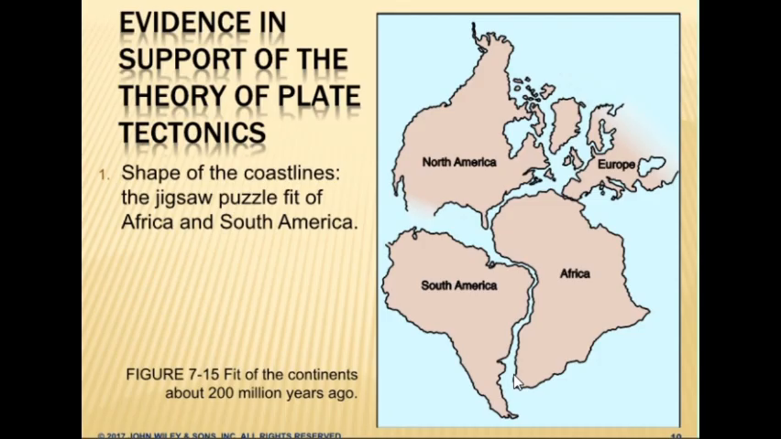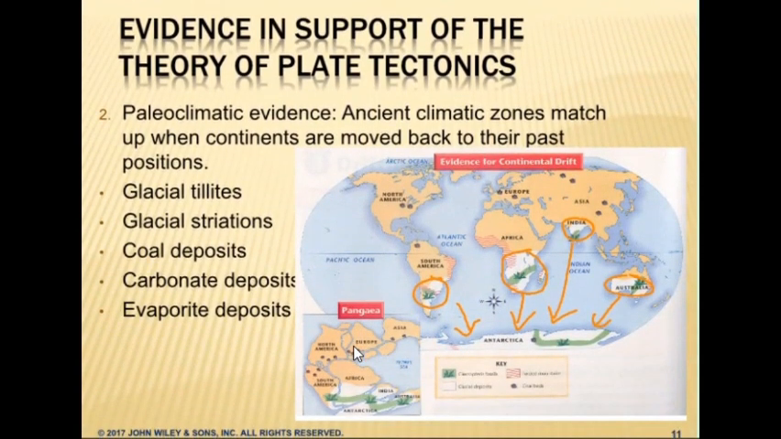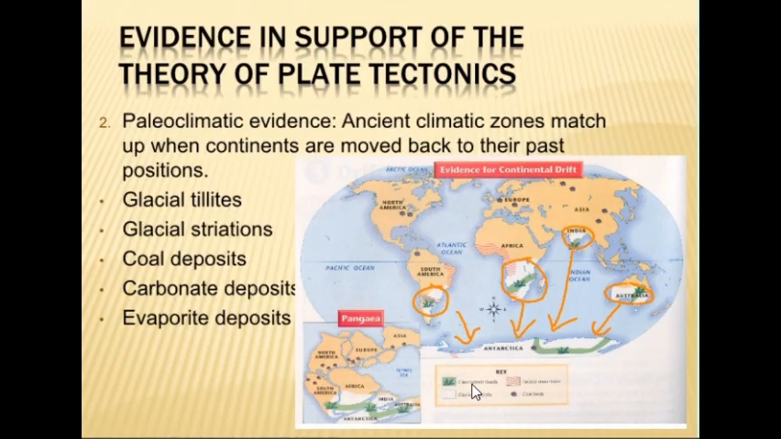But what was the mechanism? We didn't know at that time. So this was from paleogeography. All right, the coastline fit. He went on to begin to talk about paleoclimatic evidence. If you look at this, ancient climatic zones match up when continents are moved back to their present position.